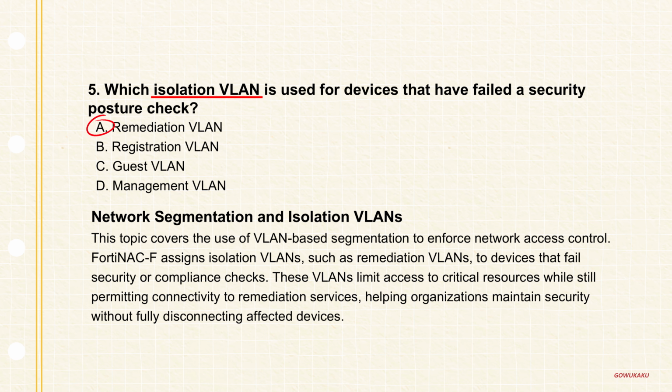Right, the remediation VLAN. What's so fascinating here is that it doesn't just block the device entirely and frustrate the user. No, because that would paralyze operations. You'd create so much friction. So what does it do? The remediation VLAN restricts normal network access, so it can't touch critical servers. Right. But it permits limited connectivity to specific remediation services. So it can still reach the update server. Exactly. It can pull the latest patches, download required antivirus definitions, or get to the internal help documentation. You're giving it a path to fix itself.